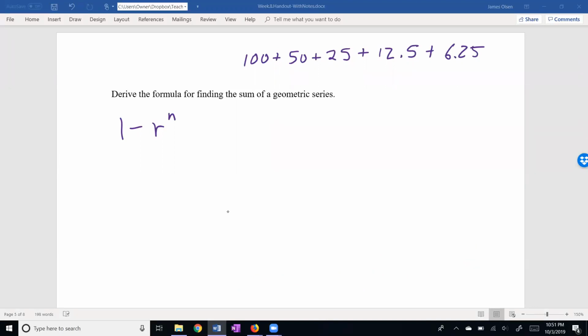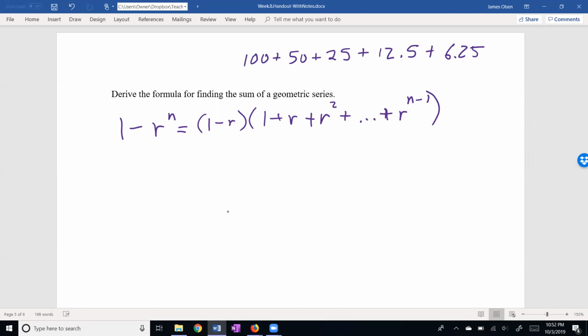So think of this as 1 to the n minus r to the n. From the previous video, this is going to be 1 minus r times, I'm going to have decreasing powers of 1. Well, 1 to any power is 1. And I'm going to have increasing powers of r. So I want 1 plus r plus r squared plus and so on up through r to the n minus 1 power. And you can check this with the distributive property.